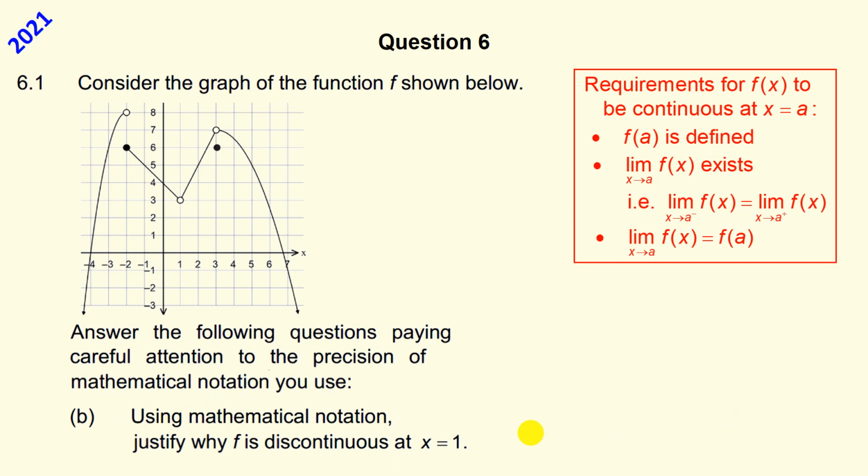Let's see why it's discontinuous at x equals 1. Well, very simply, our very first condition fails: f of 1 does not exist, or f of 1 is undefined.